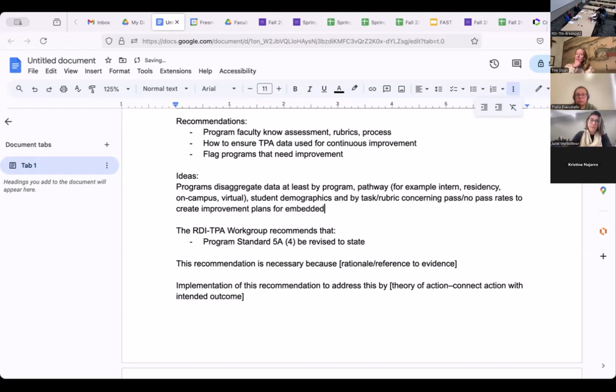Well, I also wonder if we should identify what we mean by data. Are we just talking about scores that faculty see on a piece of paper, or are we requiring them to look at actual candidate work? Could it be both? But do they have access to it necessarily?